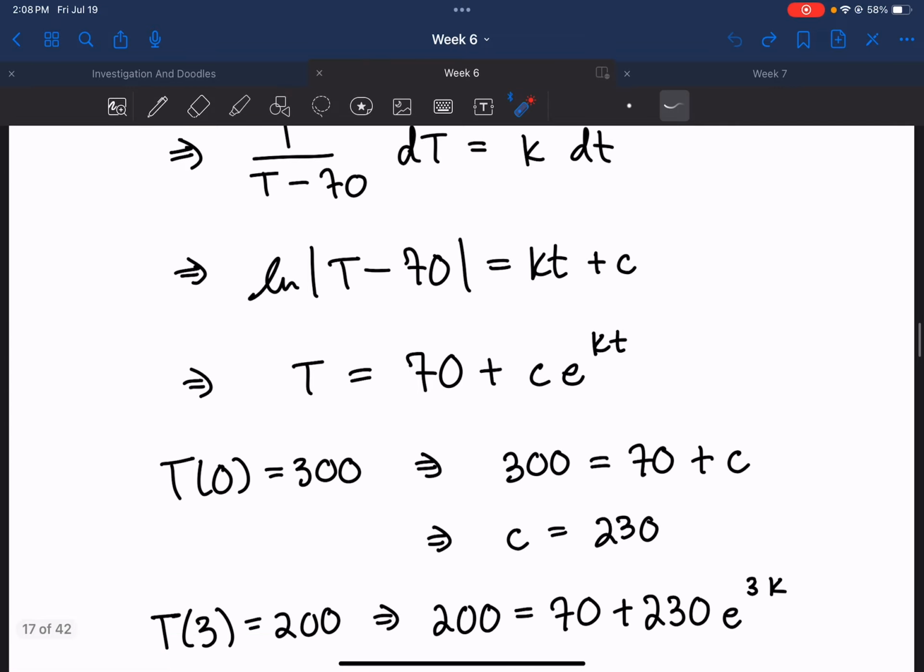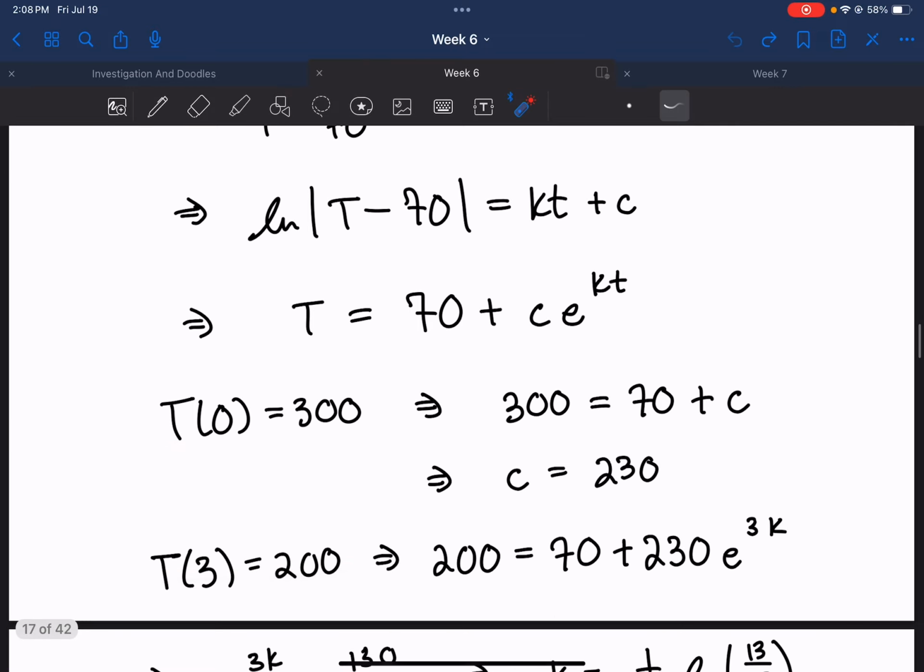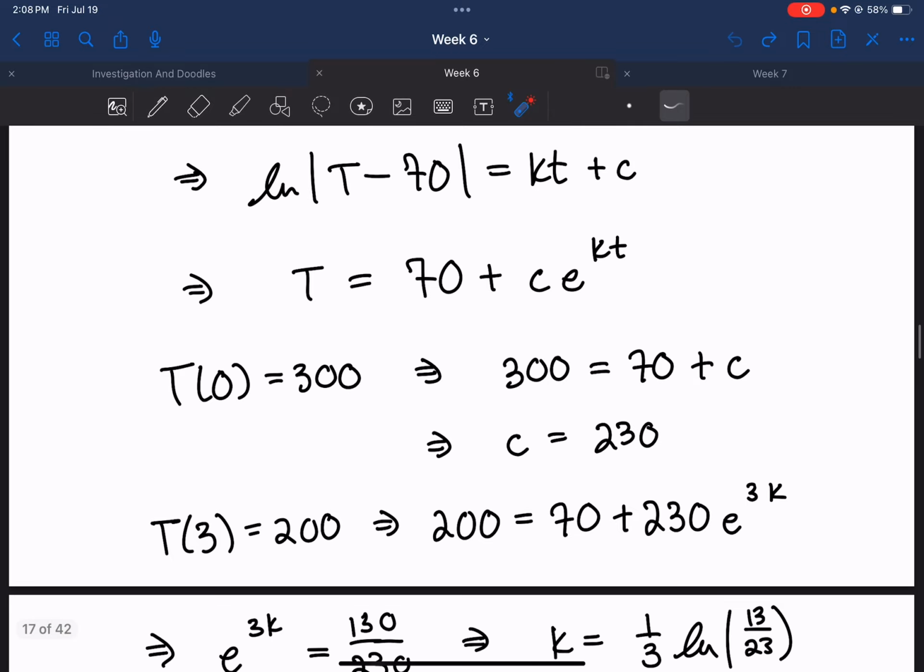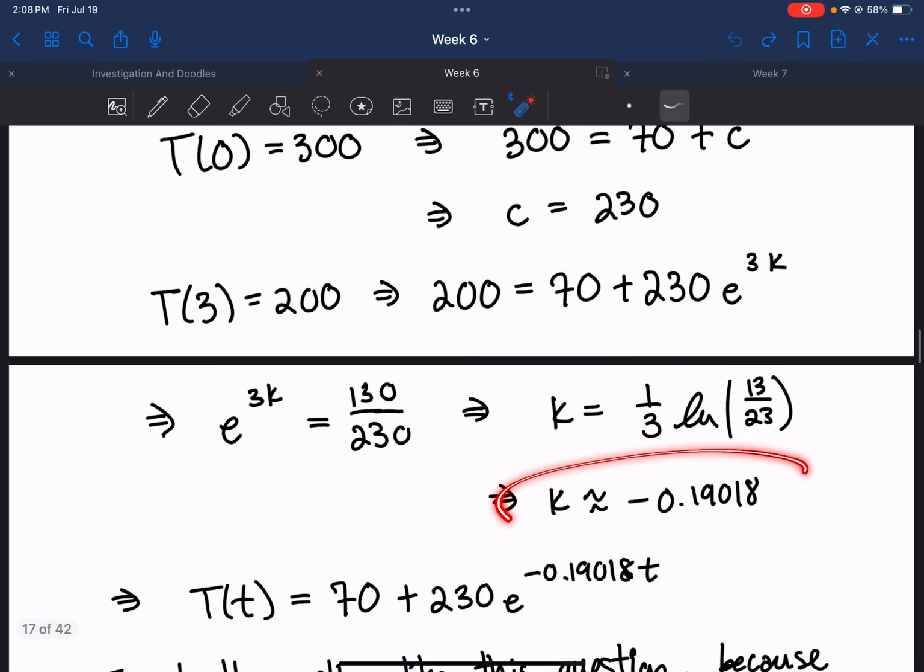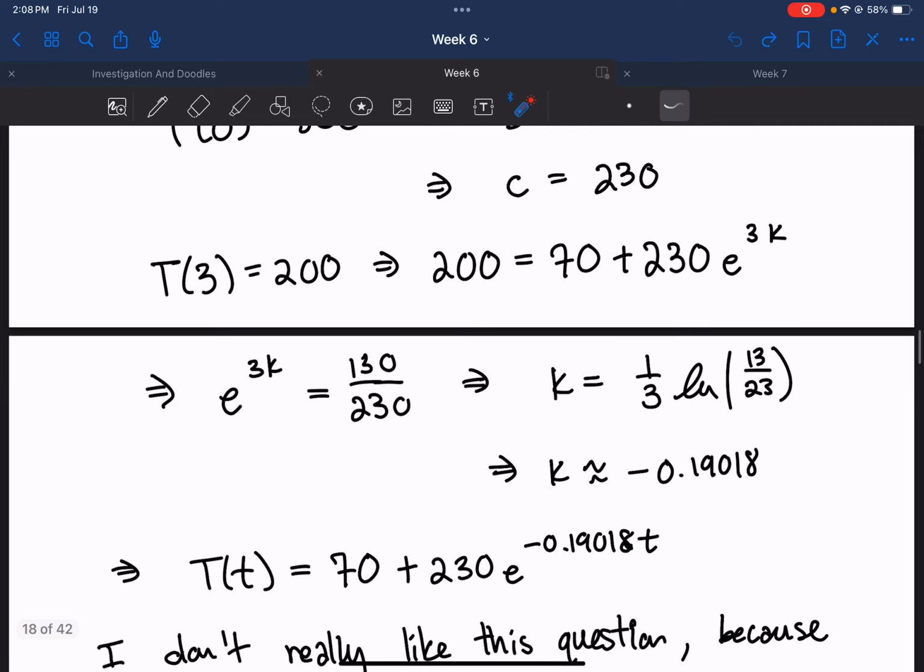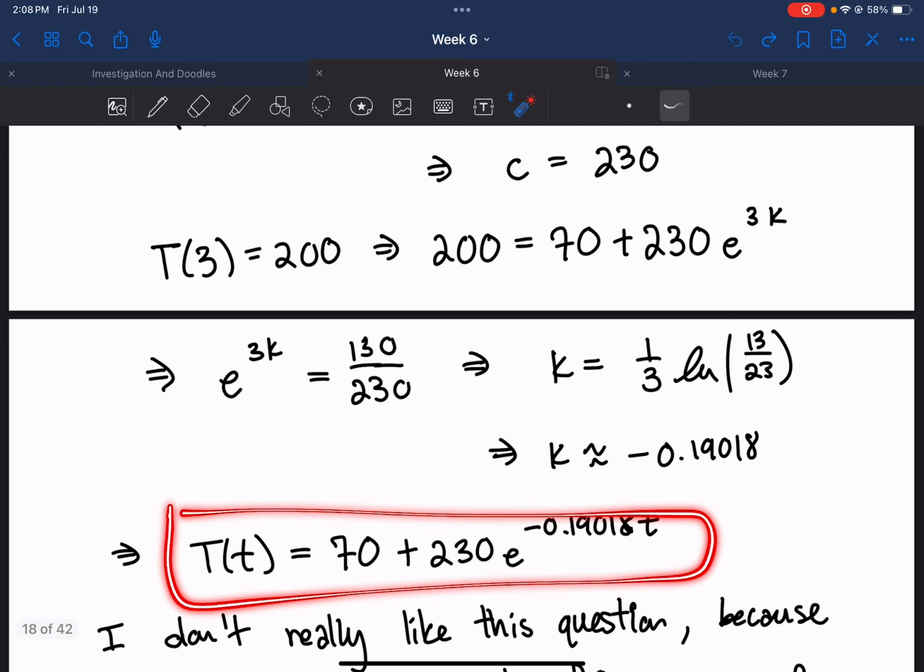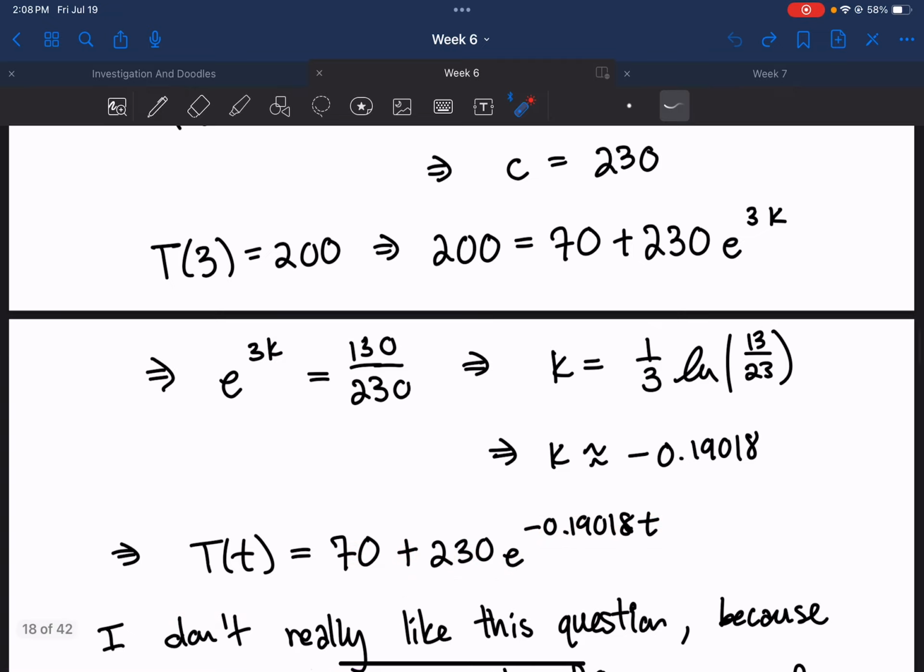And since I know T of 0 and T of 3, I can solve for C, and I can solve for k. So my temperature is 70 plus 230 e to the negative 0.19018 t. And I put in notes here.